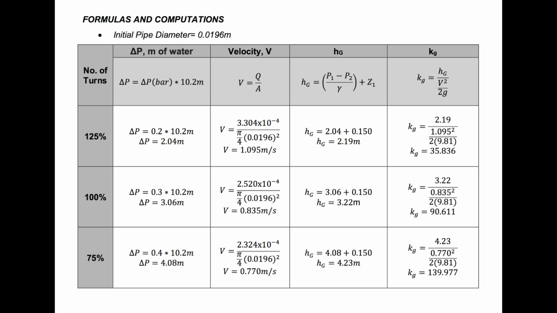It can be seen from the sample data that the velocity is greater when the gate valve is more open. On the other hand, the head loss and its coefficient are higher when the gate valve is more closed.